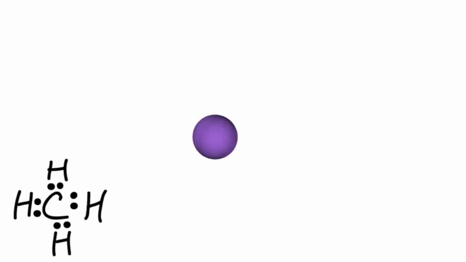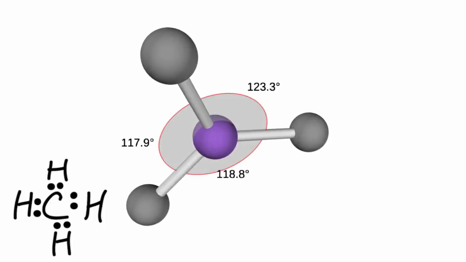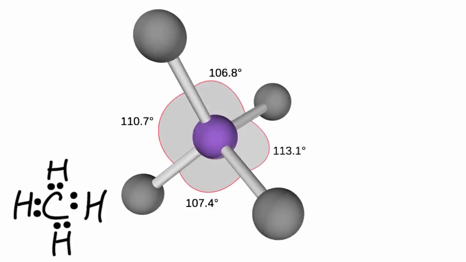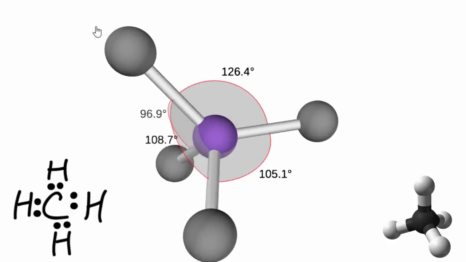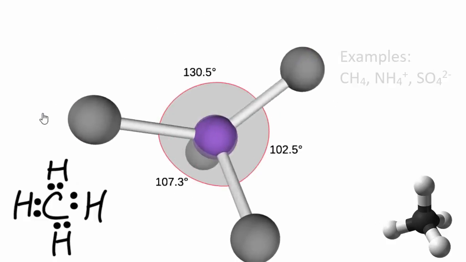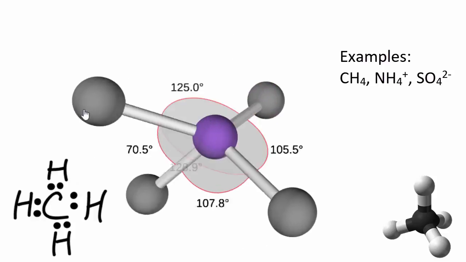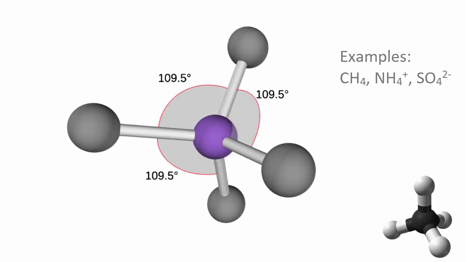So here's our central carbon atom. We add 1, 2, 3, and finally the 4th hydrogen atom, and they've spread out into this tetrahedral geometry. We see the bond angle of 109.5. If we look at this, they're all as far away from each other as they can possibly be while still being bonded to that central carbon.